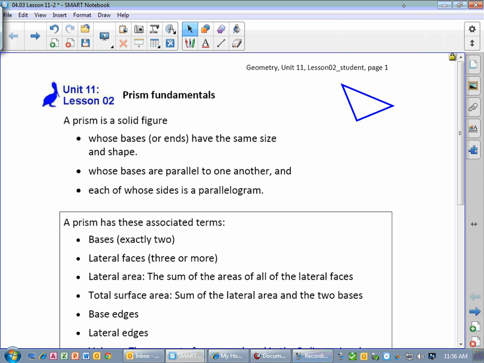So we're continuing with three-dimensional figures from yesterday. We're going to look at a very specific three-dimensional figure. Prisms. Now, prisms can take on a lot of different shapes.